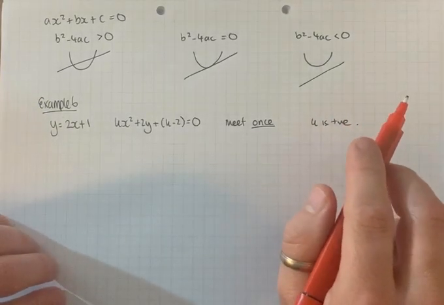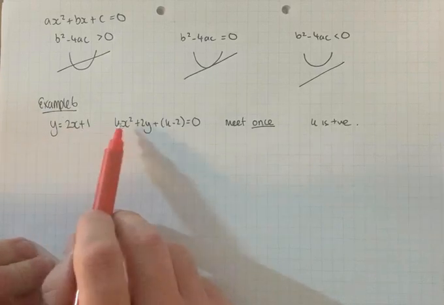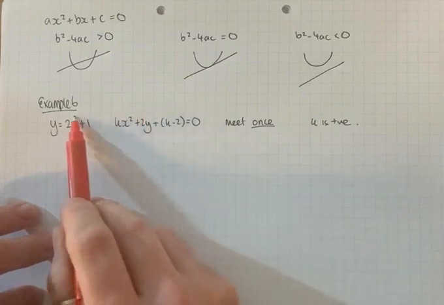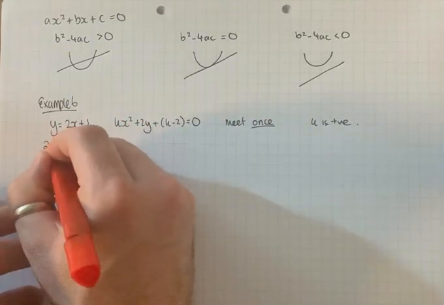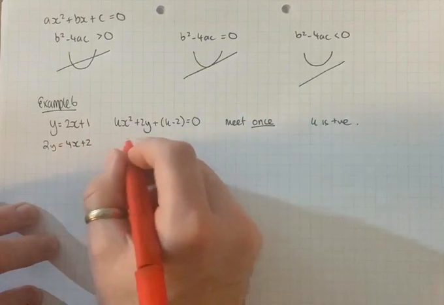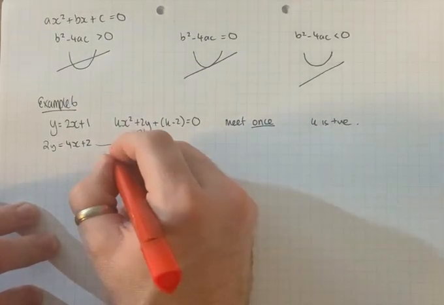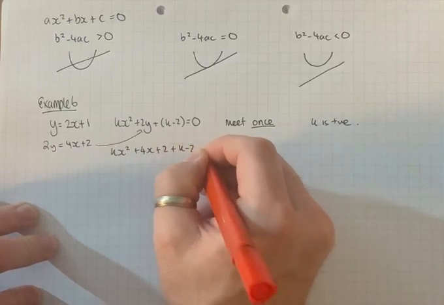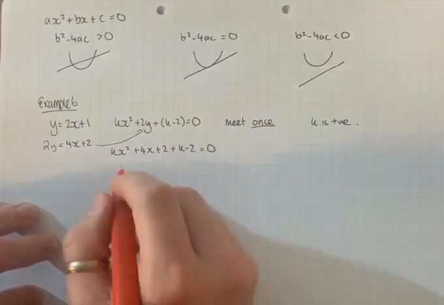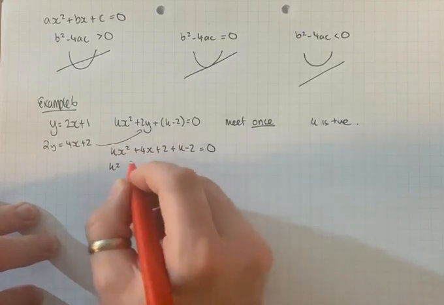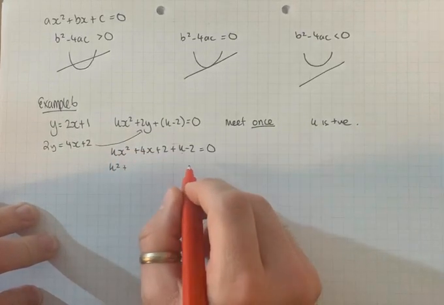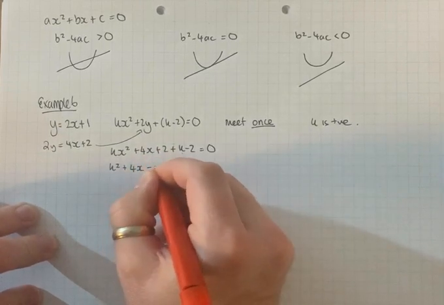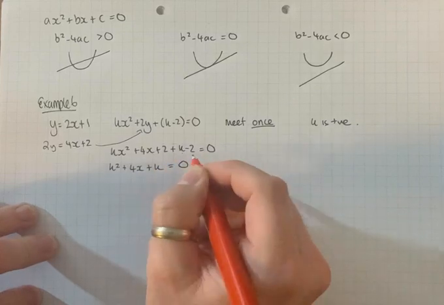So first thing to do is to eliminate y from this equation. So y equals 2x plus 1. So we just need to substitute that straight into there. So if y is 2x plus 1, 2y is 4x plus 2. So we're going to put 4x plus 2 into there. So we've got kx squared plus 4x plus 2 plus k minus 2 is 0. Just tidying that up a little bit: kx squared plus 4x plus k is 0, because 2 minus 2 is 0.